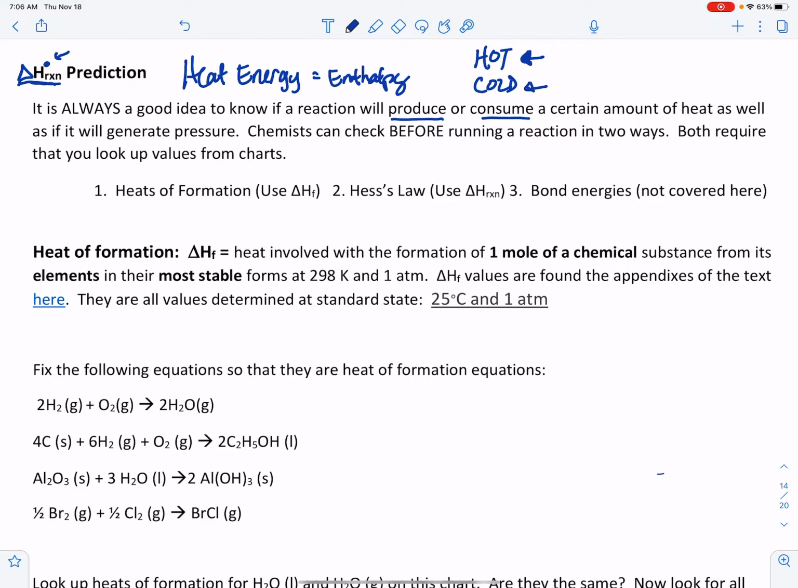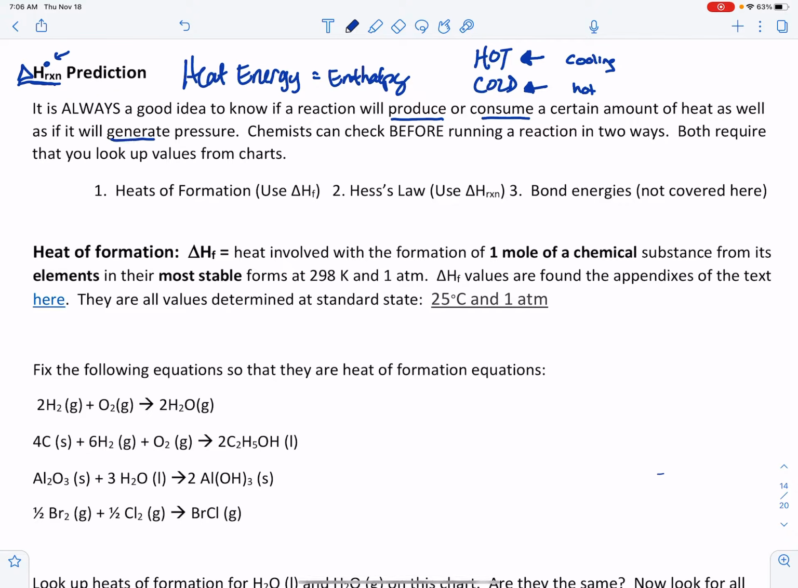Or then with cold, reactions will do things like absorb condensed water that's in the air. It just does stuff you don't want it to do. So if it gets too hot, you're going to want to make sure you have something that will cool it, a cooling bath nearby. If it gets too cold, you might want to have something hot to give it some energy to keep it moving along. So there are reasons that you want to know what's going to happen.